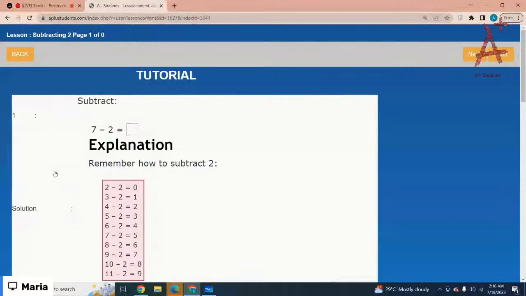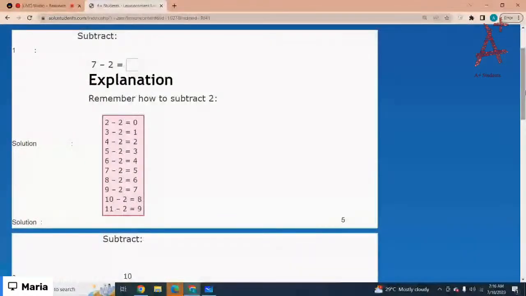2 take away 2 is 0. 3 take away 2 is 1. 4 take away 2 is 2. 5 take away 2 is 3. 6 take away 2 is 4. 7 take away 2 is 5. 8 take away 2 is 6. 9 take away 2 is 7. 10 take away 2 is 8, and 11 take away 2 is 9. The important thing is when you are subtracting 2, you're going back 2 numbers.